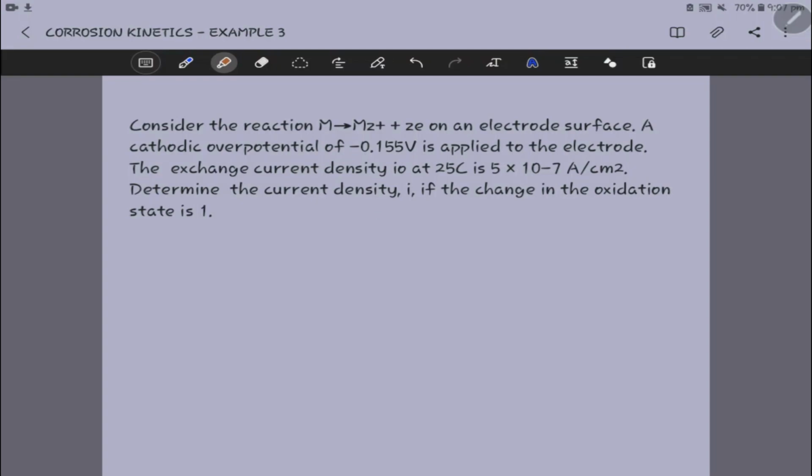This example wants us to find the current density. It didn't specify which one, and it gives us the oxidation state, which is the N. But even if it just says cathodic overpotential, we know it should be negative. So we are dealing with the cathodic overpotential, and the current density we want to find is the cathodic current density.